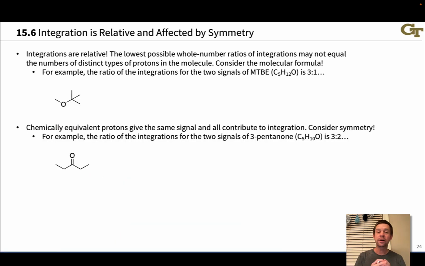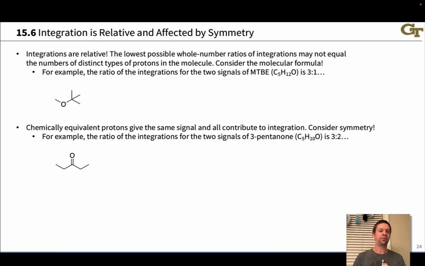slides. Integrations are relative. This lowest whole number ratio situation for the integrations may not match the actual numbers of distinct hydrogens in the molecule. This comes into play when we have symmetry or distinct, for example, methylene or methyl groups that are chemically equivalent that will overlap and give the same signal and both contribute to the integration for that signal.